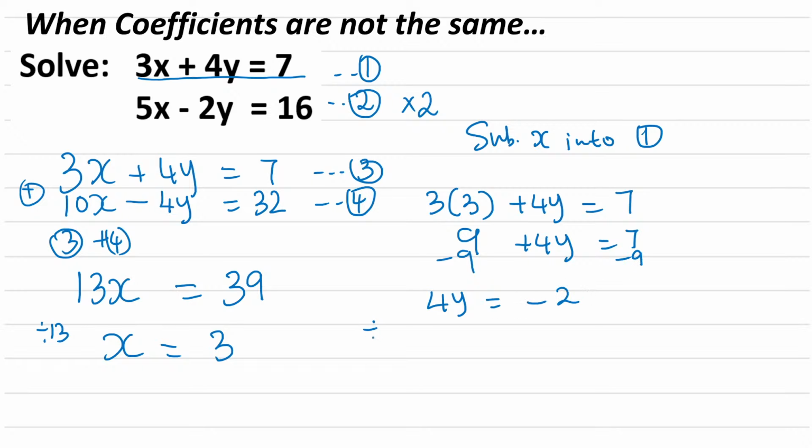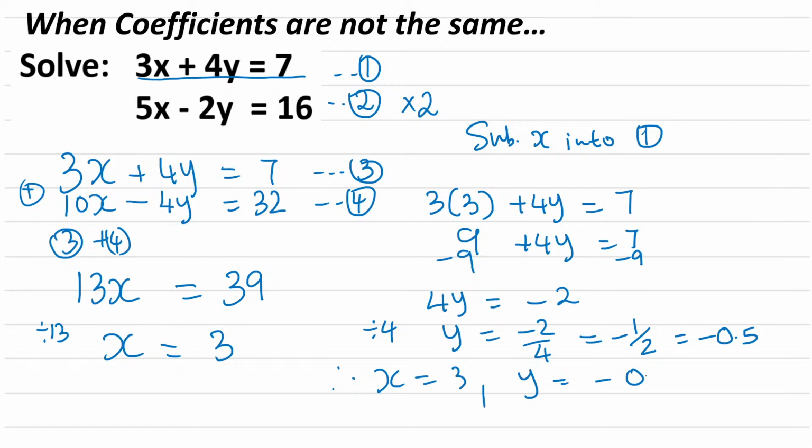If you divide by 4 on both sides, you get y is equal to negative 2 over 4, which is negative half, or negative 0.5. So therefore, x is equal to 3 and y is equal to negative 0.5. Okay, guys?